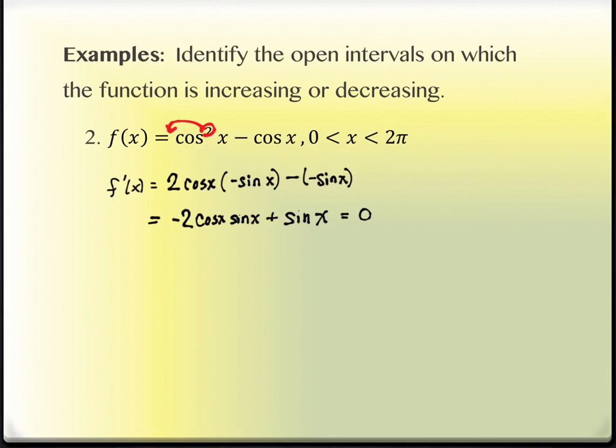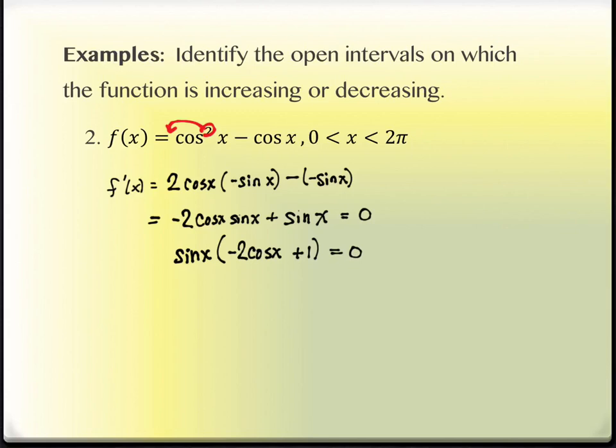So what can we factor out of both of these pieces of this trig function? Sine of x. So I'm going to pull a sine x out in front. That's going to leave me with negative 2 cosine of x, and then what? Plus 1, yeah.